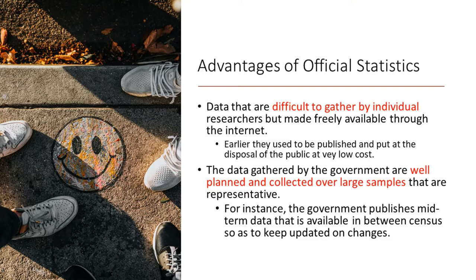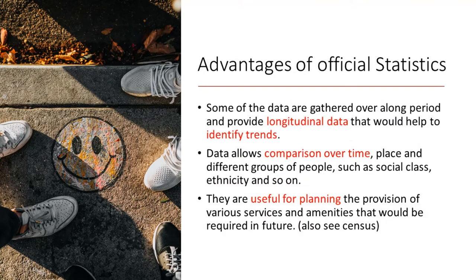We spoke of census as a part of these official statistics earlier. The government also publishes midterm data, which are published 5 years after the census, so as to update on the trends or changes that might have occurred within the previous 5 years. There are other advantages of official statistics. For instance, some of the data are gathered over a long period and therefore provide longitudinal data that help to identify trends. It is not easy for sociologists or researchers on their own to gather such extensive data unless gathered and stored by the government.